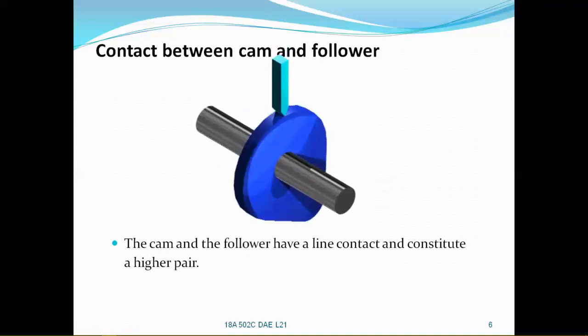The pair which has line or point contact is called a higher pair. The two elements which have either point contact or line contact form a higher pair. And if the two elements have surface contact, then it is called a lower pair. So here the cam and its follower have line contact, that is why they constitute a higher pair.